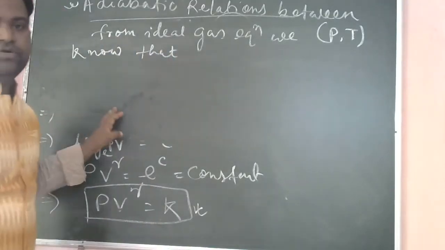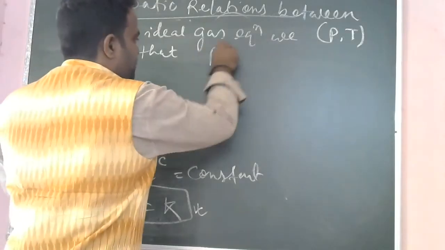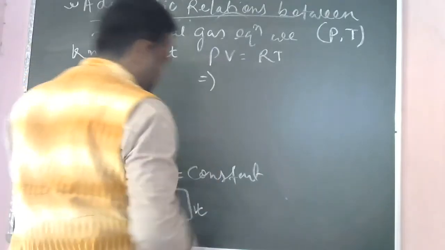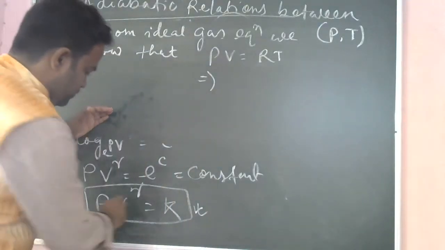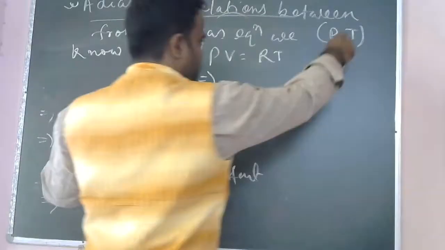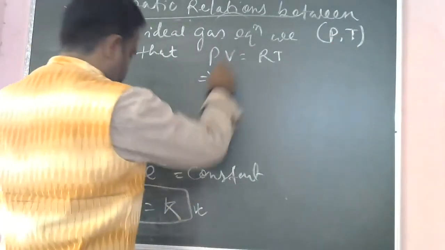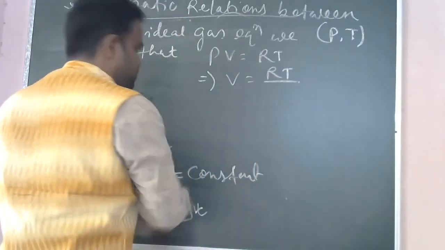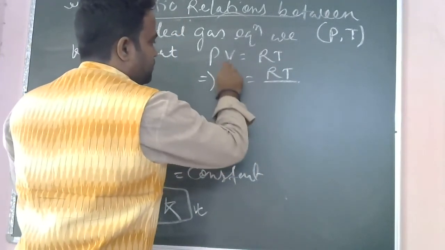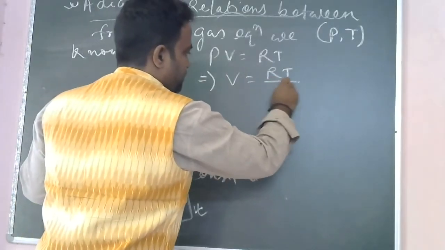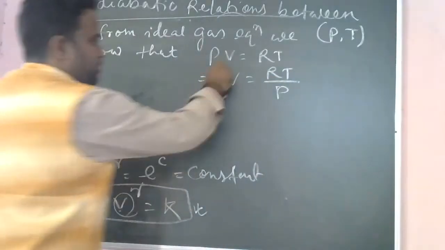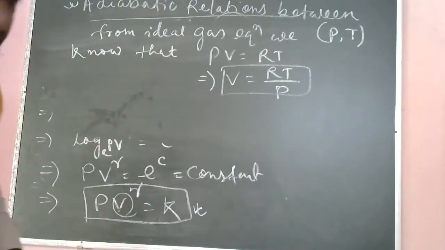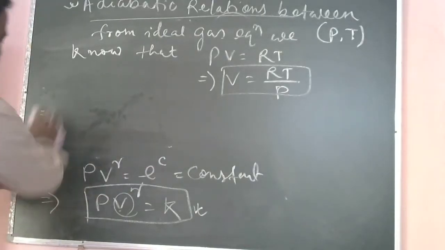From the ideal gas equation, we know that PV is equal to RT. Here you want to remove volume and you want to introduce temperature. So my target is to remove volume, so I want to replace volume. V is equal to RT by P. Now I'll replace this V here and I'll get another relationship between pressure and temperature.